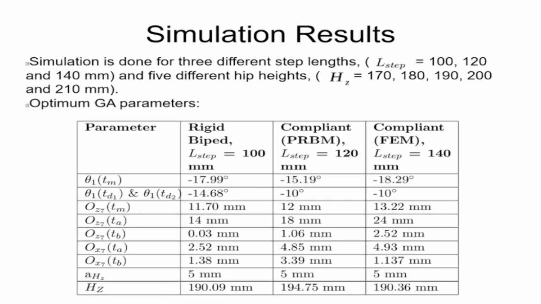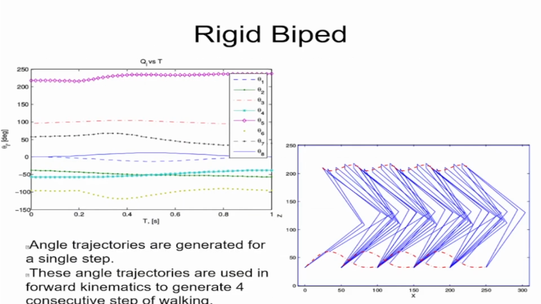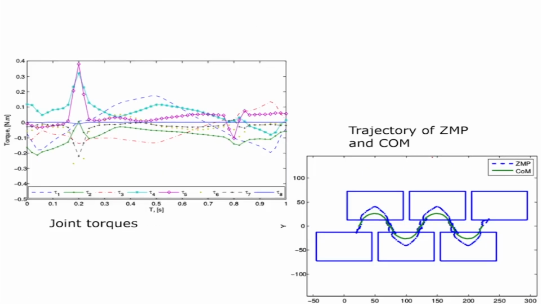And these are some of the results which show the different trajectories. If it is a rigid link biped, then this is the leg trajectory which is moving. And here you can see that this is moving in a sinusoidal fashion.